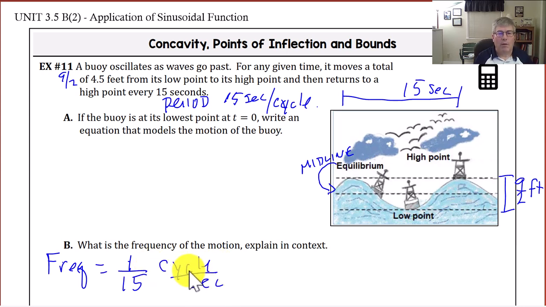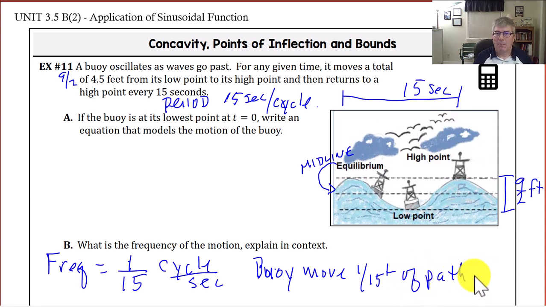And we'll talk more about this context in a minute. Actually, I'm going to take care of that right now. So we're going to say the buoy, B-U-O-Y, the buoy moves 1/15 of the path per second. So we've quantified that. So the buoy moves 1/15 of the path every second.